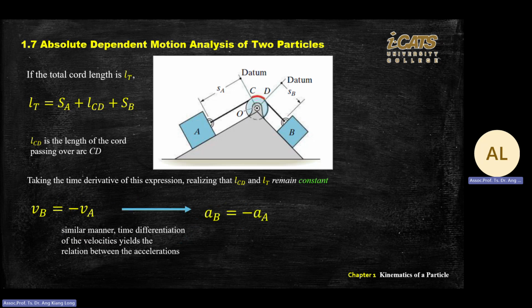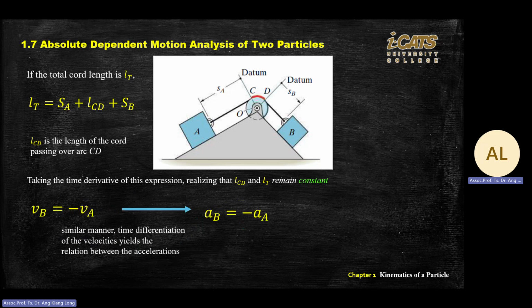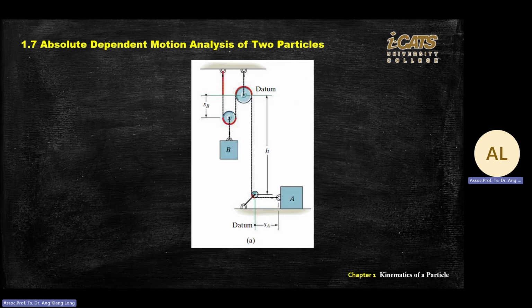Same with acceleration, because when you time differentiate this equation again, you'll get this equation also. Yeah, back to this one. You differentiate dVA over dt, you get AA plus AB equals 0. So you still get the negative sign.